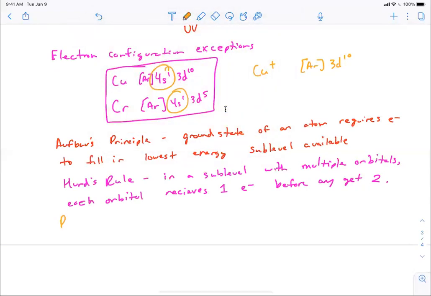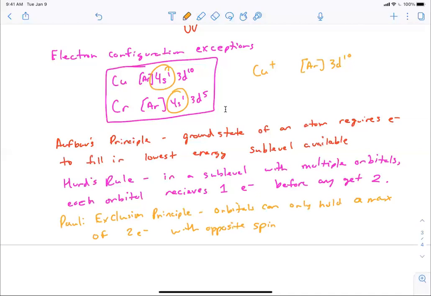Which leads us to our last rule, the Pauli exclusion principle, which states that orbitals can only hold a max of 2 electrons with opposite spin. This is why you see the arrows pointing up and down on your paper when you draw them. That's really important to notate, that they're spinning in opposite directions to minimize repulsion.